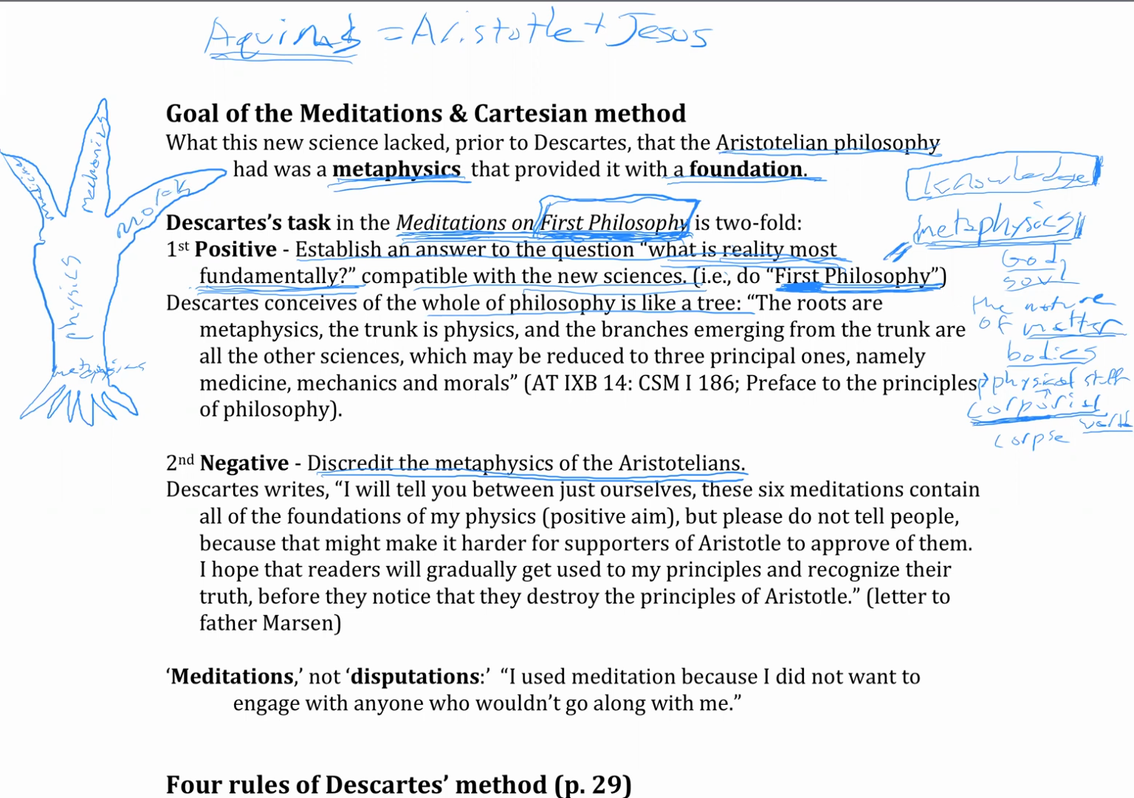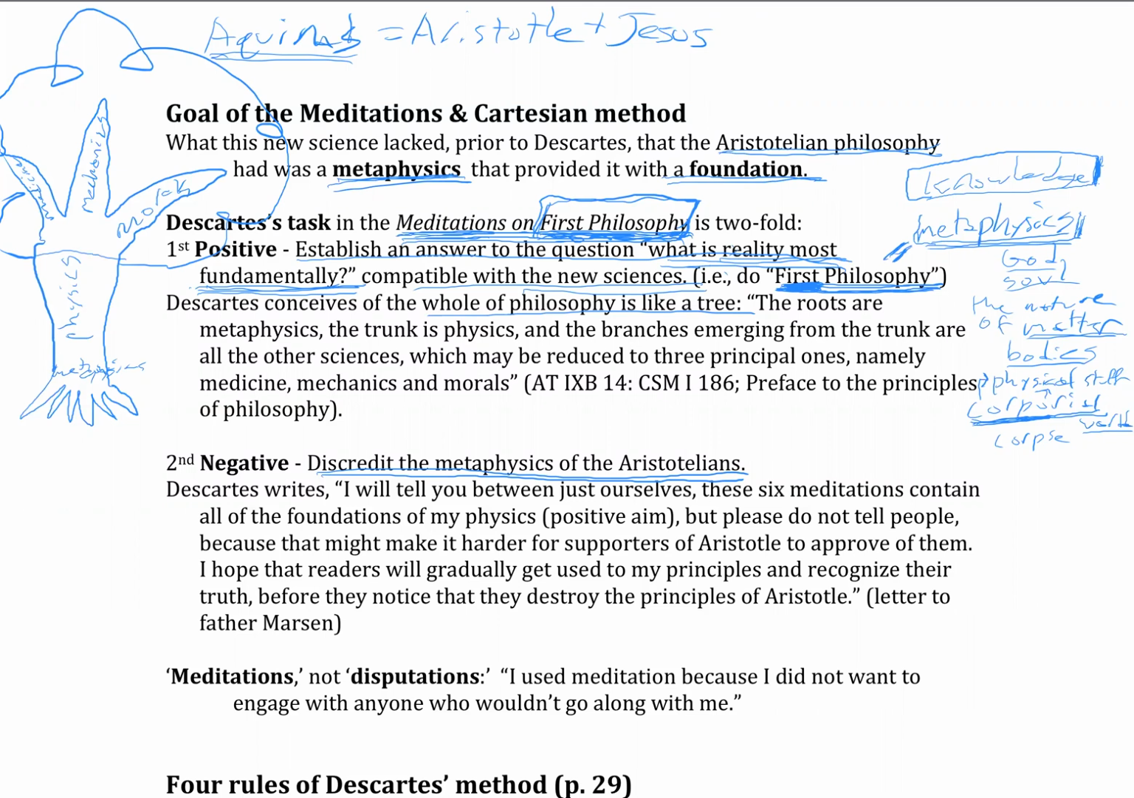Right. So, and this is all of human knowledge, right? So this is the tree of knowledge. Heard of that from anywhere? Anyway, this is the tree of knowledge, according to Descartes.